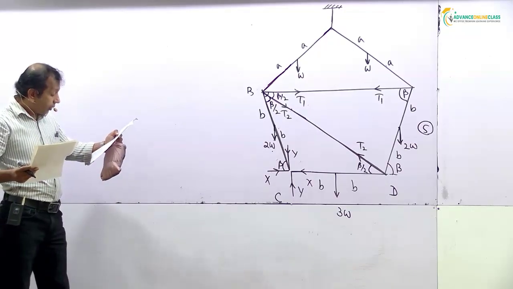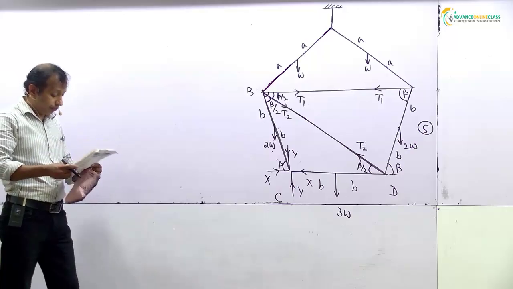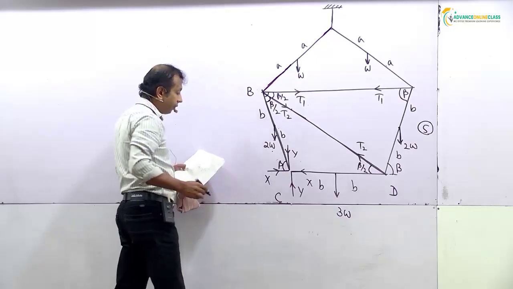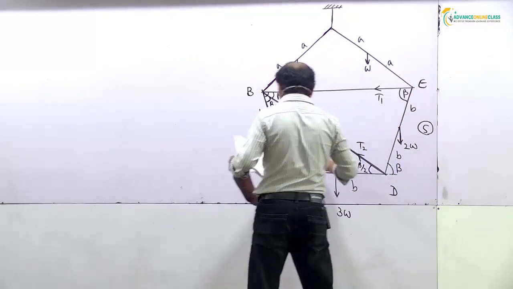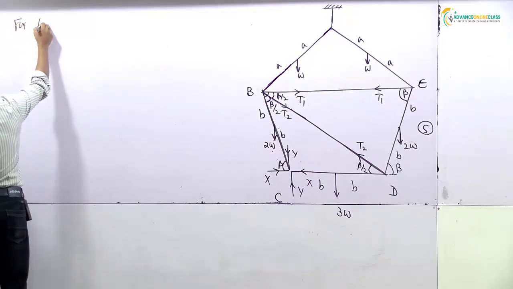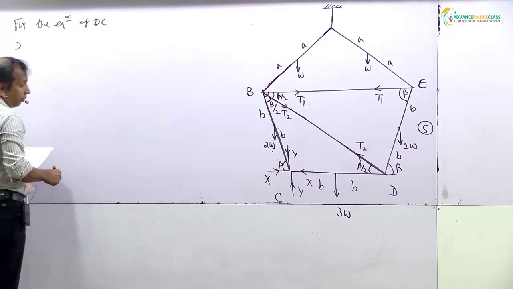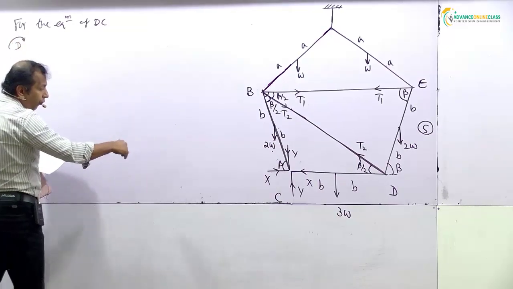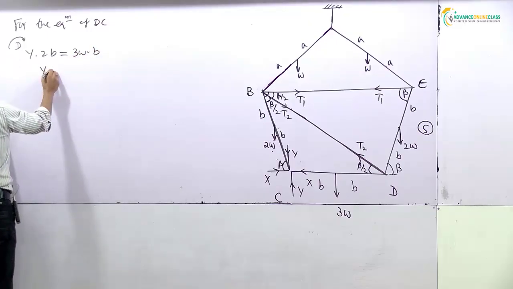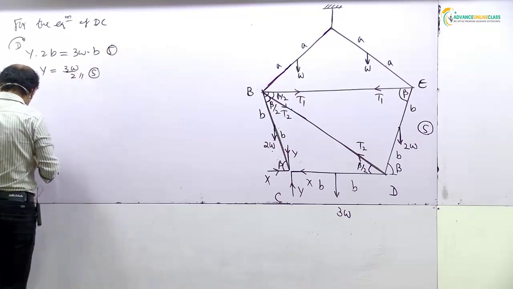Now, what is being asked? The horizontal and vertical components of the reaction at the joint C. For the equilibrium of the DC rod, take moments around D. Taking clockwise, Y into 2B equals 3W into B. Then we get Y equals 3W by 2. That is 5 marks.